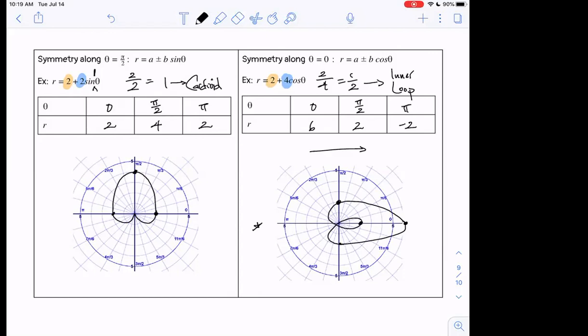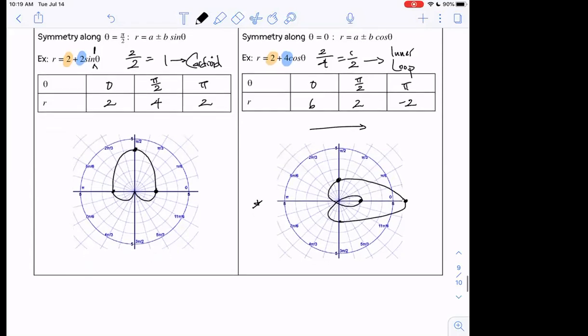Any questions about the limaçon? Well, when you're plotting the pi and the -2, you just go 180, and then you go to the right again, 2 units? Yes. If it were a +2, you would go to pi, and then you would go to the left 2. You go in the direction of the angle. But because it's a negative, you go in the opposite direction of that angle.